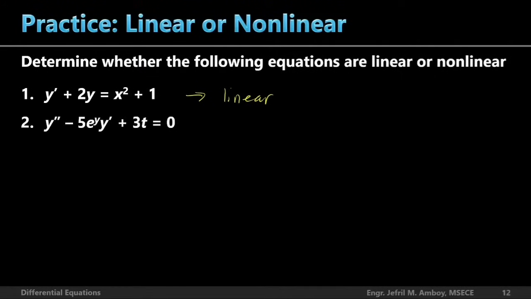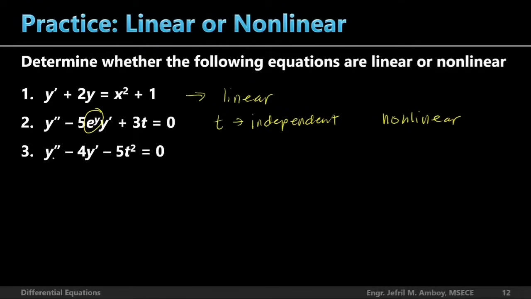Next example, y double prime minus 5e to the y prime plus 3t. So in this example, t is your independent variable. Okay? And the dependent variable, of course, is y. But here we have a term involving e to the y. And remember that e to the y is a nonlinear function of the dependent variable. So this makes the equation non-linear. Kasi meron tayong nonlinear function, again, ng dependent variable.